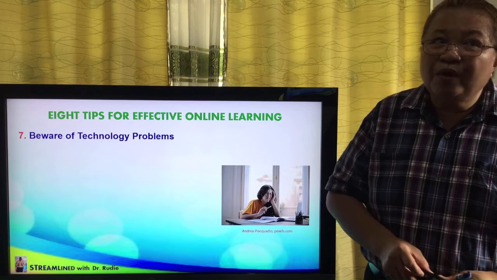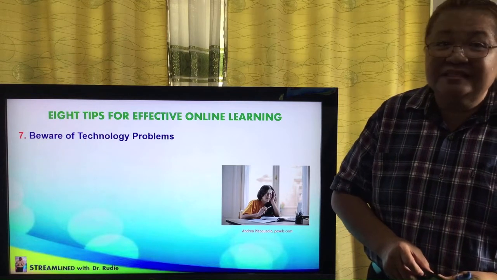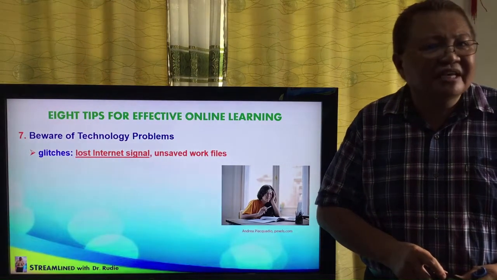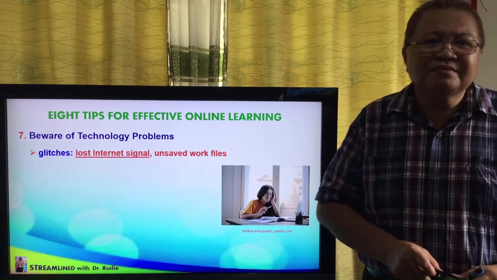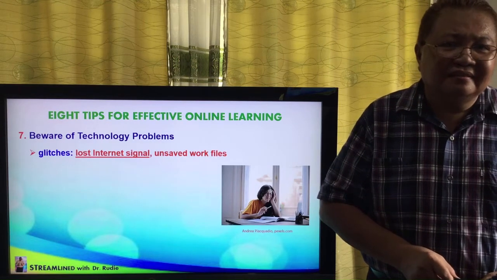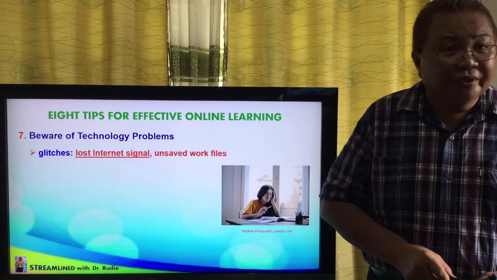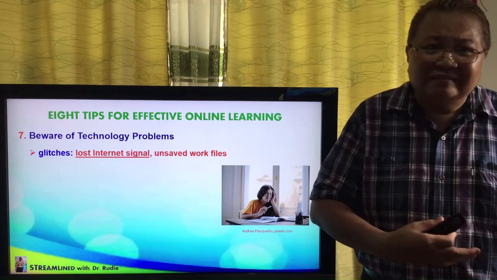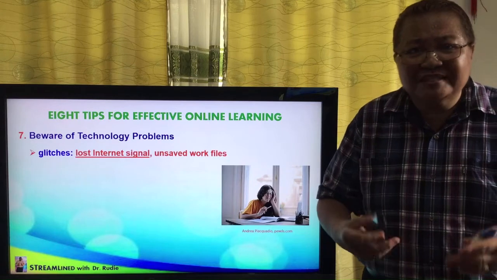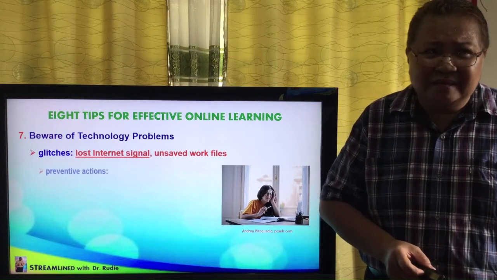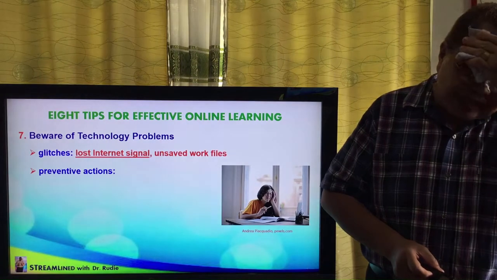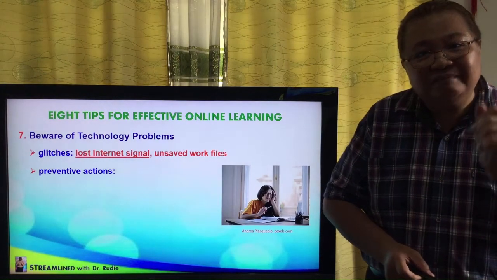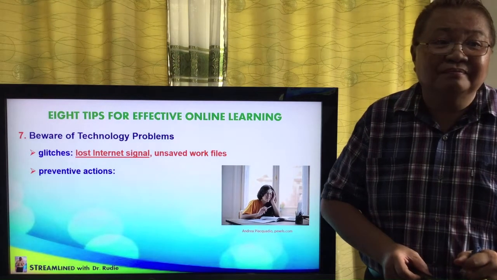The 7th is to beware of technology problems. As we discussed in the introduction, computer glitches happen, gadget glitches occur. Or sometimes we lose internet signal and work has not been saved, so it is lost. And you have to encode again and prepare the project or assignments again. That shouldn't be. The student should take the necessary preventive actions to handle these possible glitches very well.